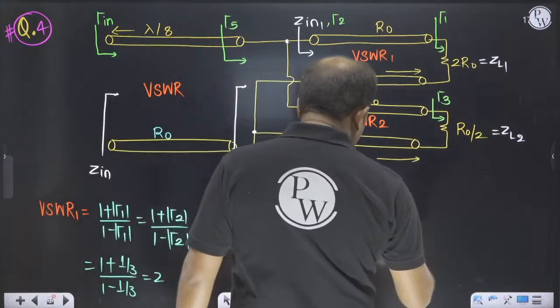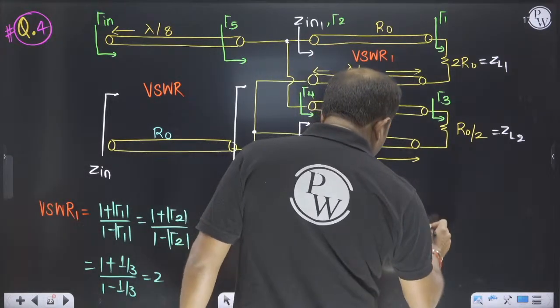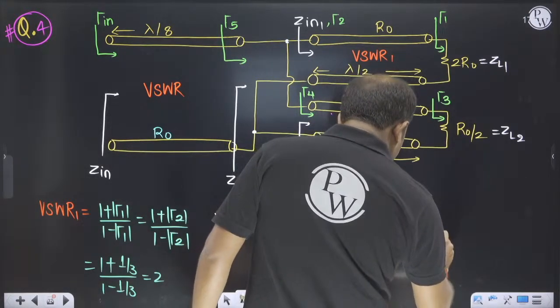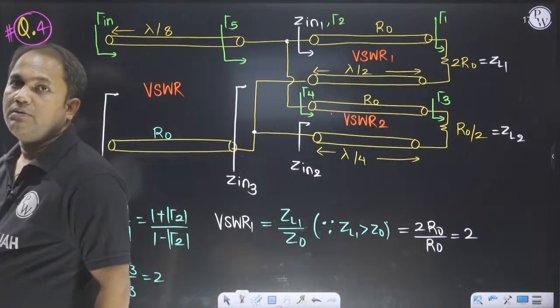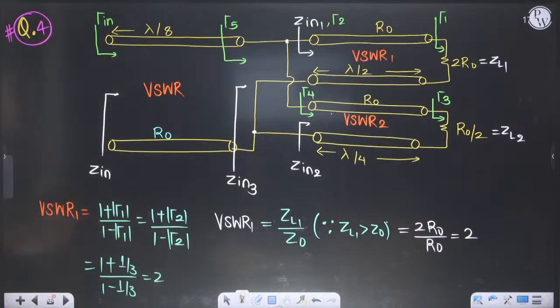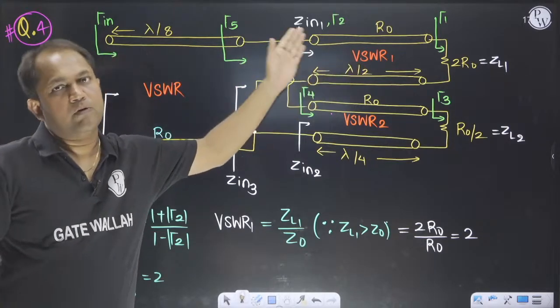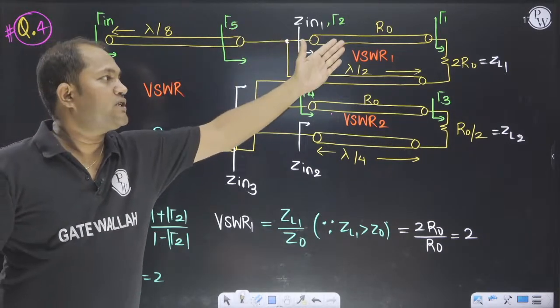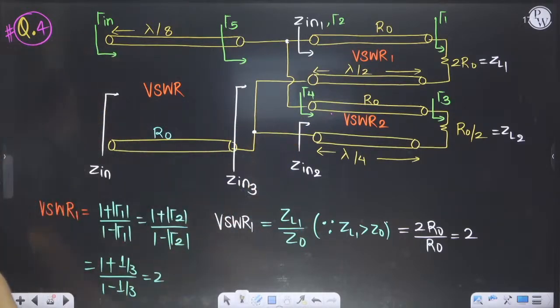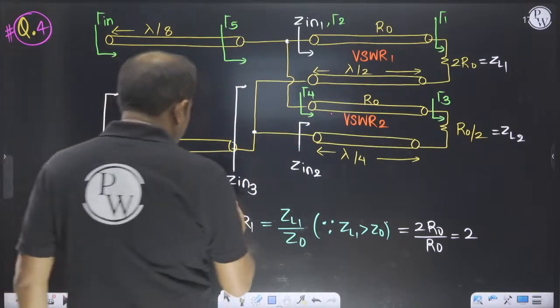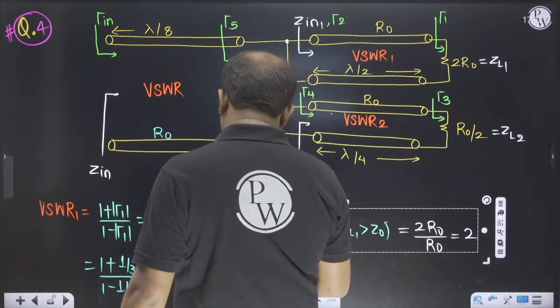So what is ZL1? ZL1 is 2R0 divided by R0. How much will it be? 2. So we can calculate VSWR in terms of reflection coefficient, gamma 1 or gamma 2. VSWR in terms of impedance, we can calculate. So we can calculate impedance or reflection coefficient in terms of any one.